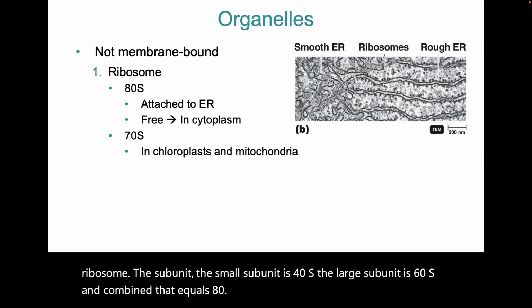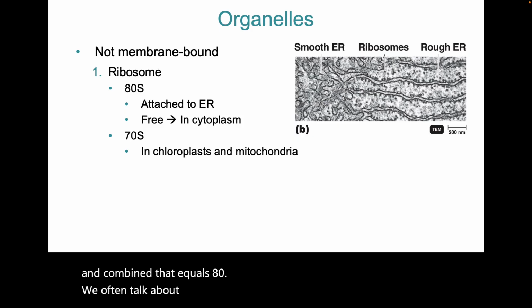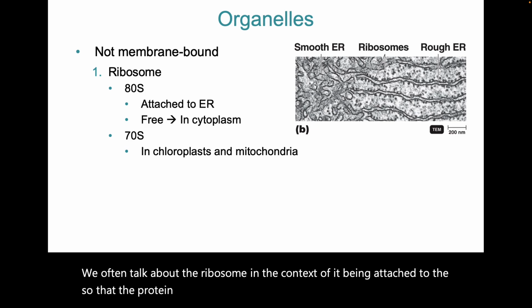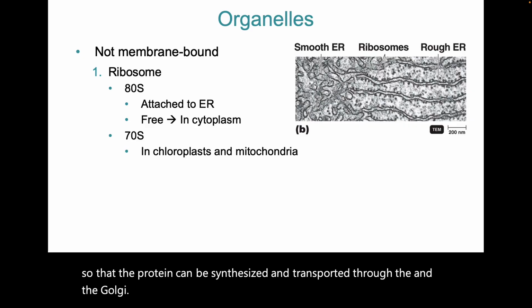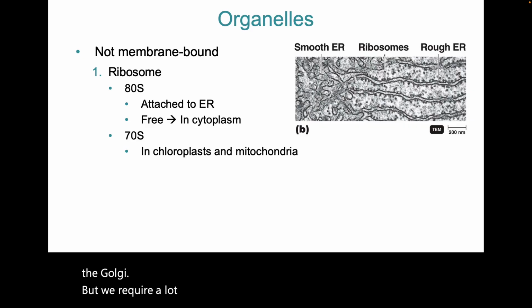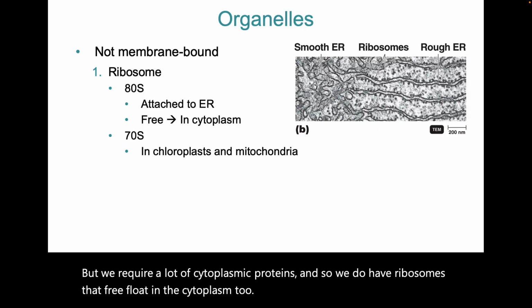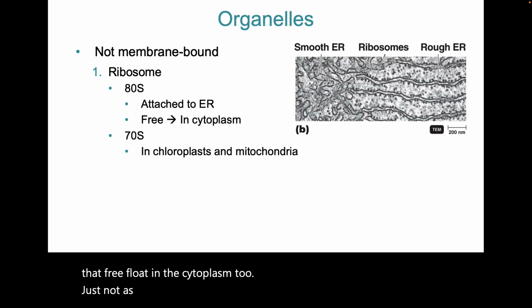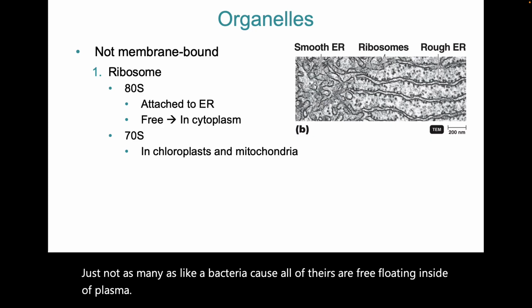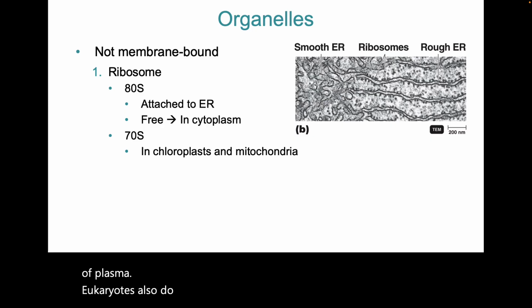We often talk about the ribosome in the context of it being attached to the ER so that the protein can be synthesized and transported through the ER and the Golgi. But we require a lot of cytoplasmic proteins, and so we do have ribosomes that free float in the cytoplasm too. Just not as many as a bacteria, because all of theirs are free floating in the cytoplasm. Eukaryotes also do have 70S ribosomes, just like bacteria. We find those in chloroplasts and mitochondria.